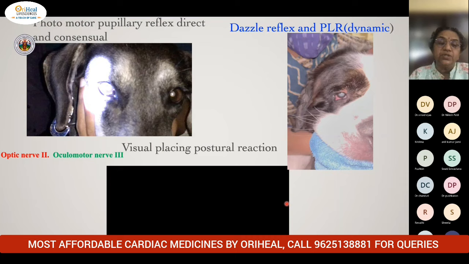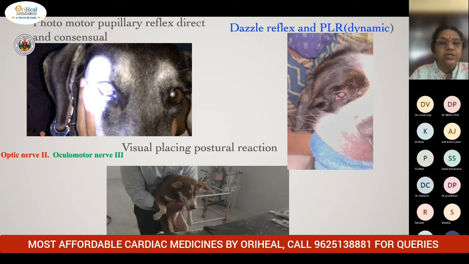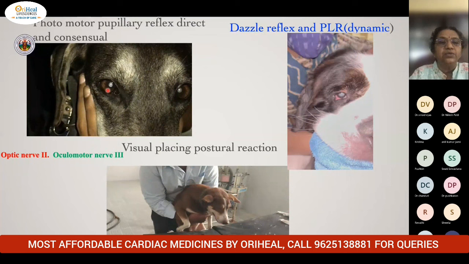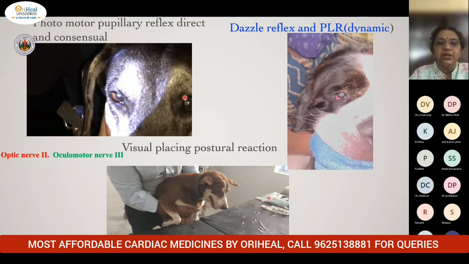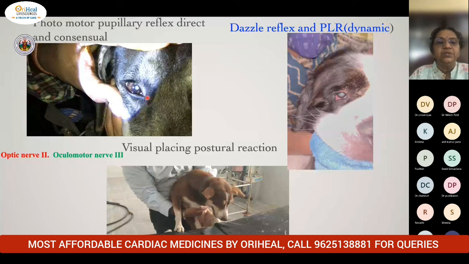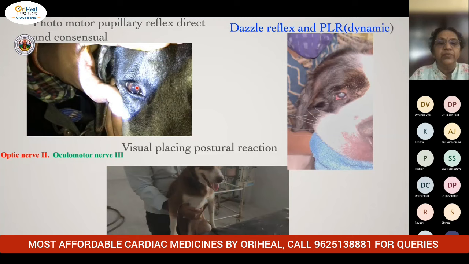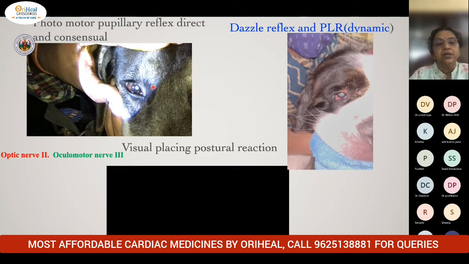also after surgery. Then comes the photomotor pupillary light reflex. Here you shine light into the eye, and at the same time take the light away from the animal, and then you can see the dilatation on the other eye. That means you are studying the consensual reflex also. So in the PLR, you have to study the direct PLR of this eye, then the consensual on the other side, then the direct PLR on the other side, and then the consensual of the right eye.